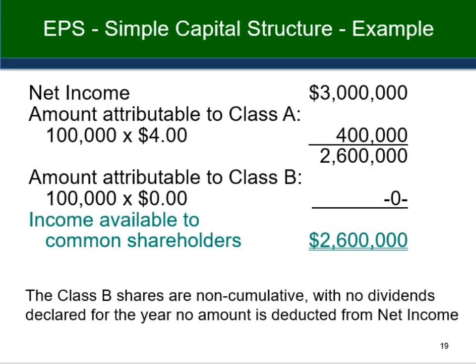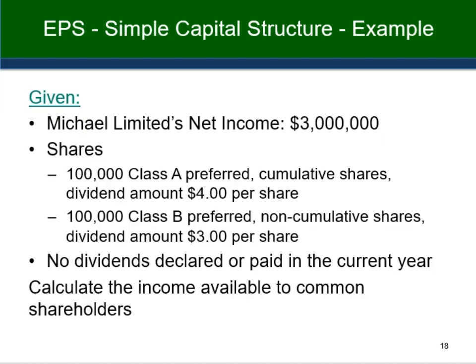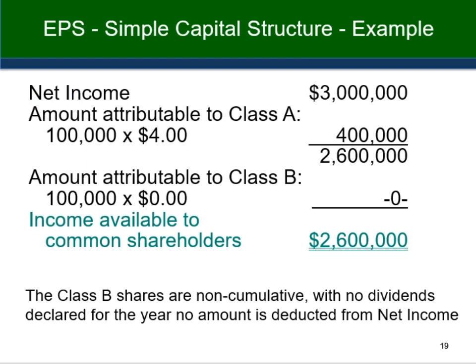So we take the net income of $3 million. We subtract the amount attributable to Class A, which is the, let's go back here. The cumulative shares are A, B is non-cumulative. So A, cumulative shares, even though we didn't declare them, we need to deduct in this period because they're kind of attached to this net income. So that gives us $2.6 million that is remaining for the common shareholders. There are no dividends declared on Class B, and since it's non-cumulative, we only show the declared. So the income available to common shareholders is just the $2.6 million.